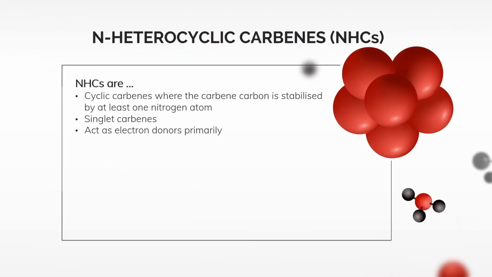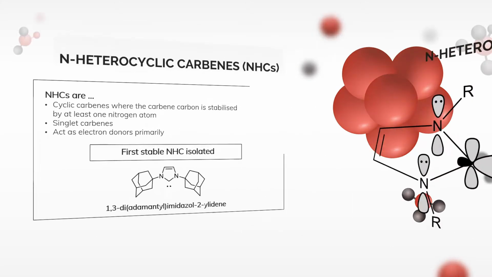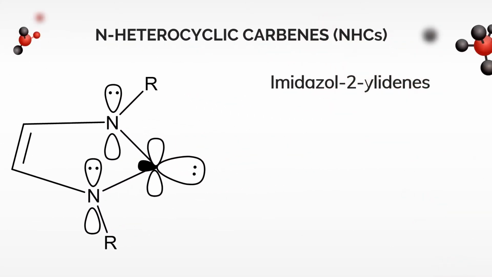NHCs are cyclic carbenes where the carbene-carbon is stabilized by at least one nitrogen atom. They are singlet carbenes that act as electron donors primarily. And this is the first stable NHC isolated. Another example of NHC is imidazol-2-ylidene.